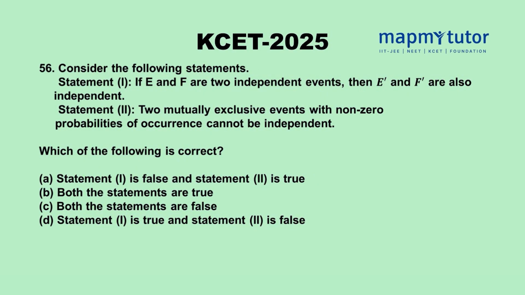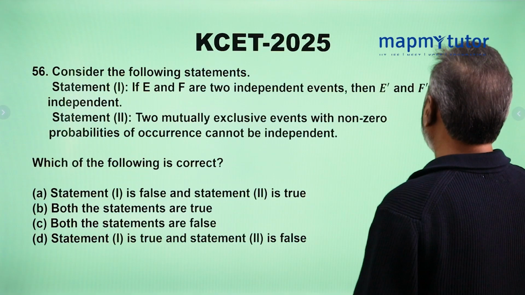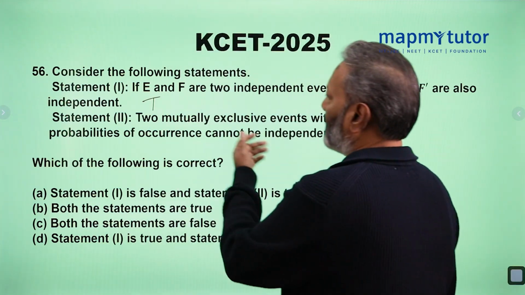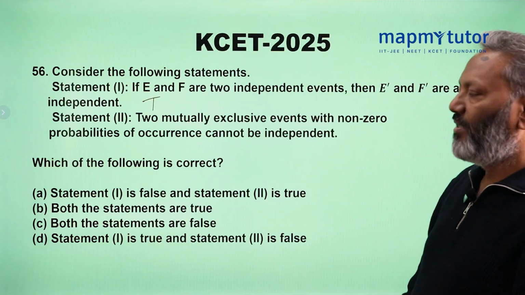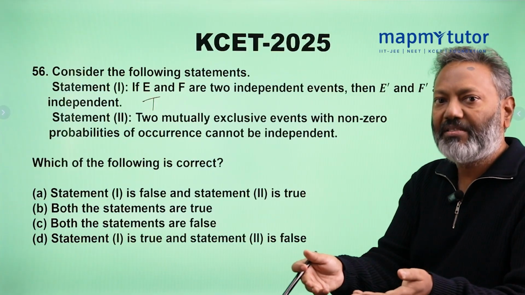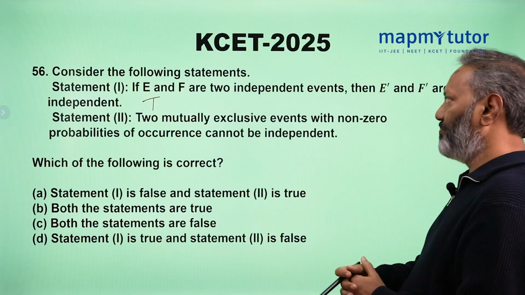Consider the following statements. Statement 1: If E and F are two independent events, then E dash, F dash, E dash means complement, F dash, complement of F, are also independent. True. It is basic theory. Whenever two events are independent, their complementary events are also independent. It is true.